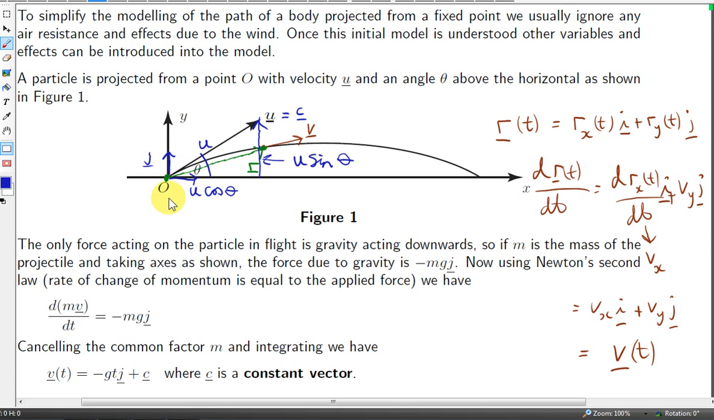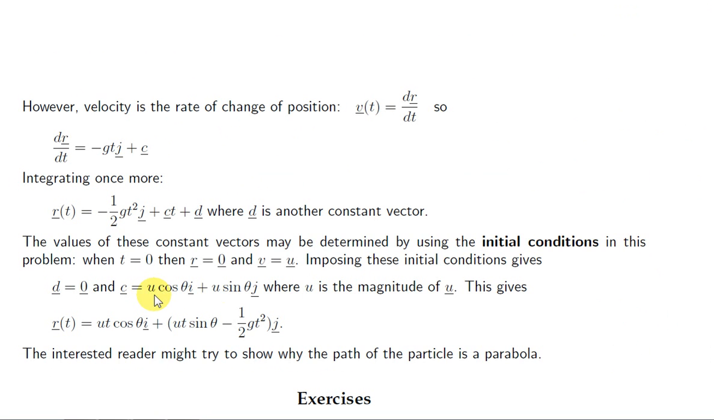So we have these I, j basis vectors. So u cos theta is the magnitude of this vector here. So we multiply by I to actually get the horizontal vector that makes up vector u. And we multiply the magnitude of the vertical component u sine theta by j to get this vector here. And we add these two vectors by the triangle law to get vector u. So here is vector u cos theta I plus u sine theta j. So we can plug that in for c. D is 0, of course.